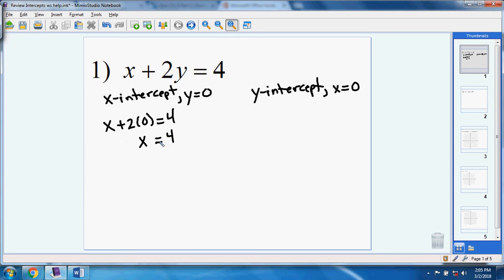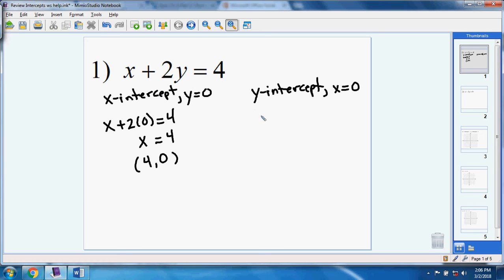I am done with my x, except I want it to be in the ordered pair again. X is 4, y is 0. So if you had to graph it, you would go on the x-axis at 4, 0. Same thing over here with my y-intercept. In order to find my y-intercept, the x has to be 0. That's why we label it like this.